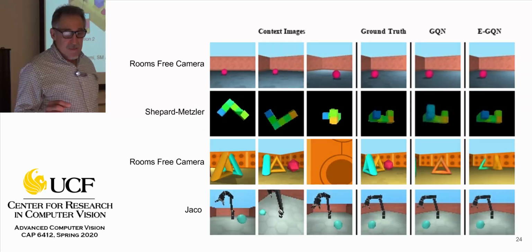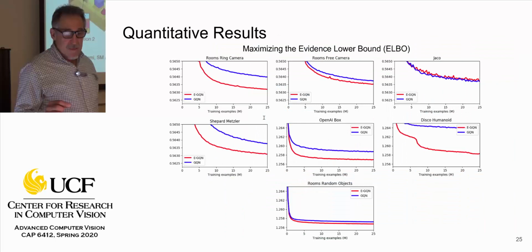Here's more results. We have rooms free camera. We have 2 rooms free camera and Shepard-Metzler, which is the mental rotation test. And we can see that we do have improved results in all of them. So the only one that results in one of the qualitative results was the JACO did not seem to show as much performance gain from the new method. And we'll see that now.